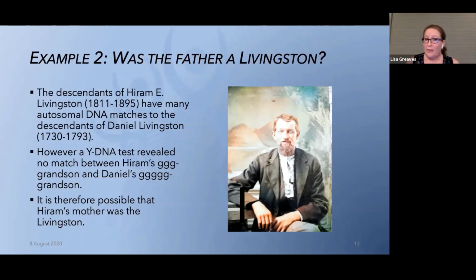But what I did to solve that problem was I found another actual descendant of this loyalist Livingston that I was looking for. And he was a patrilineal descendant, and he took a Y-DNA test, and we did not match to him, which means that Hiram was not a patrilineal descendant of that loyalist. But yet we still have all these autosomal DNA matches, which means his mother contributed that DNA, not his father, which likely means he was illegitimate, I would guess. So that's an example of how you can use Y-DNA to shed some light on a question.